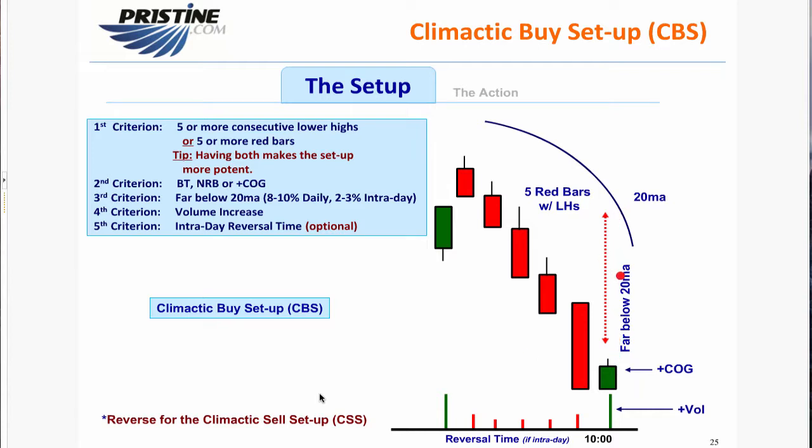I wouldn't worry so much about these percentages that are offered. You can see visually what's far below the 20 MA, or far above if it's a climactic sell setup. You also want to see a volume increase. You want to see that things have become climactic, that novice volume we discussed yesterday is in place. And if it's intraday, if you can get this setup occurring with or at a reversal time, it's an added benefit. It's not required, but it is an added benefit.